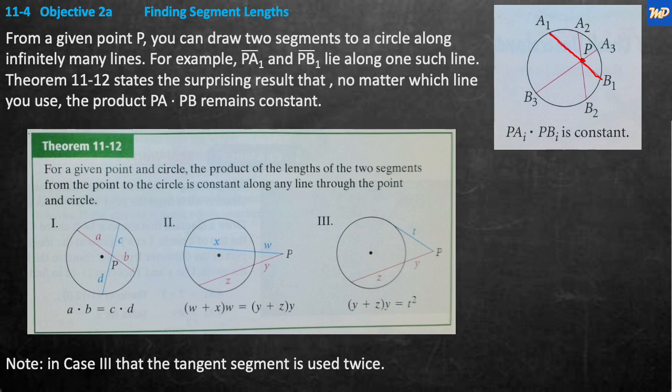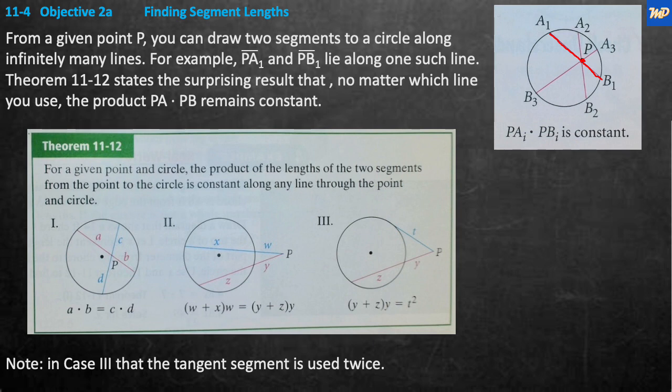So PA1 times PB1, that product, let's say it turns out to be 20, would be the same as PB3 times PA3, which would also be multiplied together and give you 20. It's the same constant. Very interesting.